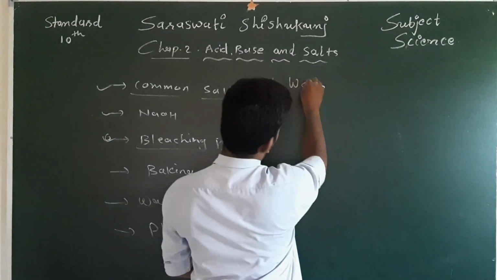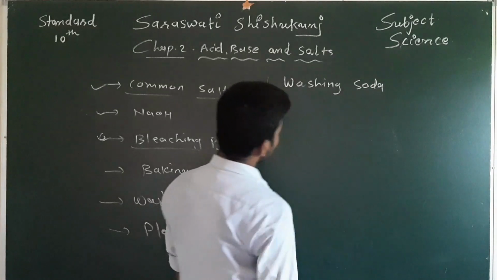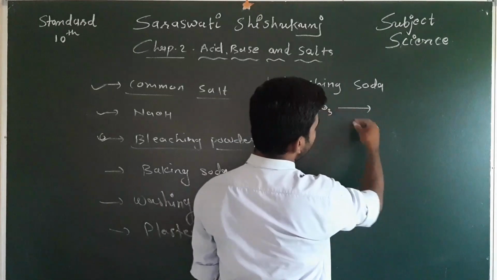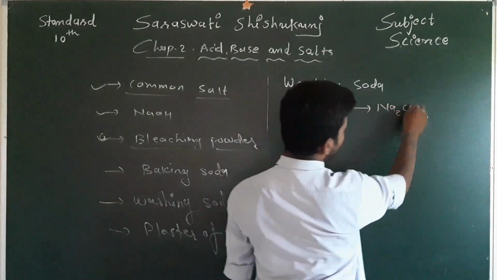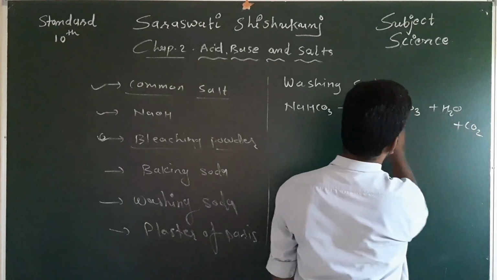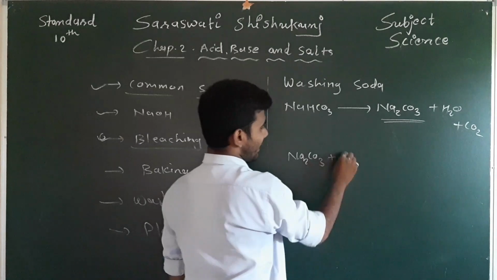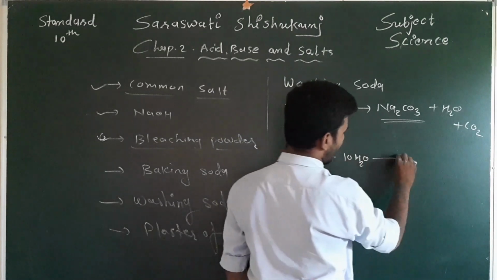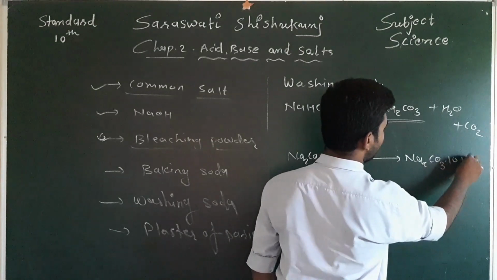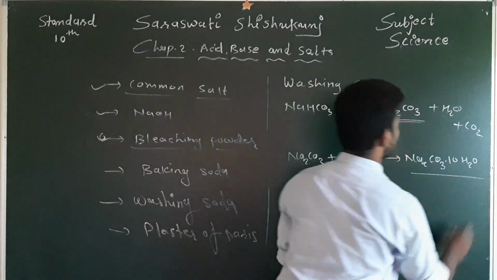Okay, now let's talk about washing soda. Now what's washing soda? We know that by heating sodium bicarbonate, we will get sodium carbonate plus water plus carbon dioxide. When this sodium carbonate reacts with 10H2O, it gives Na2CO3·10H2O. Okay, so this will be our washing soda.